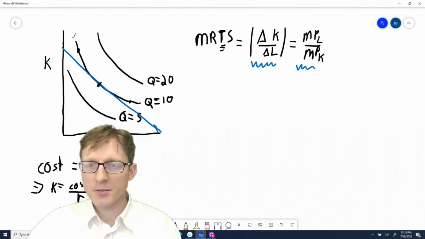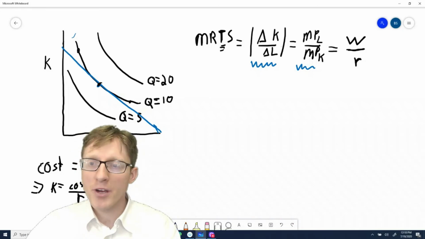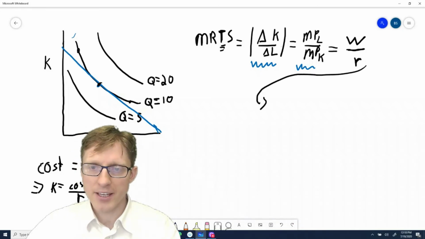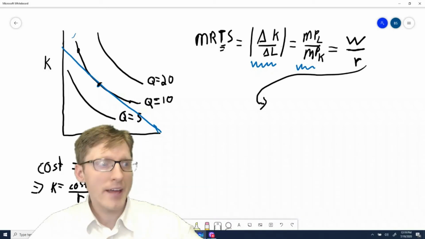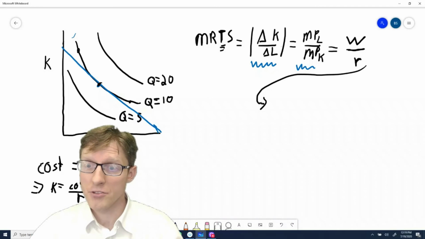And then the second relationship is that this is going to be equal to the ratio of the prices of the two inputs. That is the price of labor, which is depicted by W, divided by the price of capital, which is depicted by the letter R. Right? And the intuition for this is going to be analogous to the intuition for why the ratio of marginal utilities was equal to the ratio of prices for the products in the consumer problem.